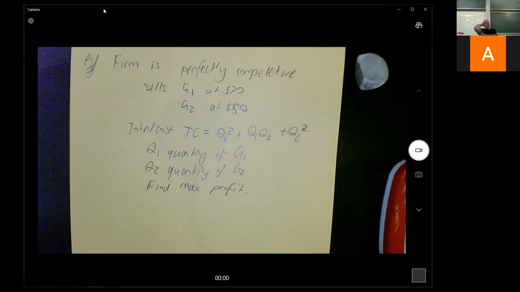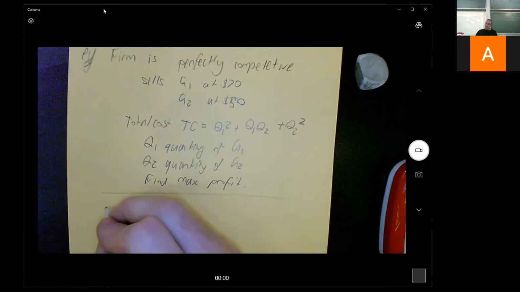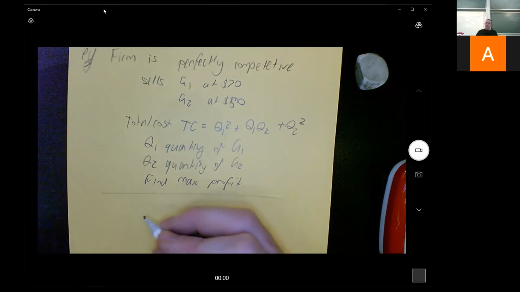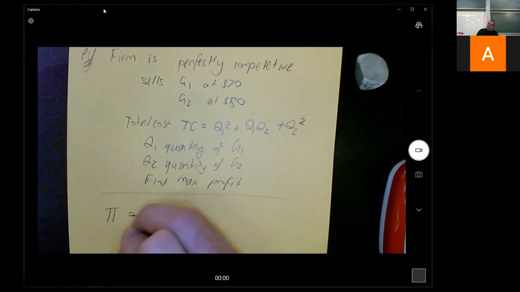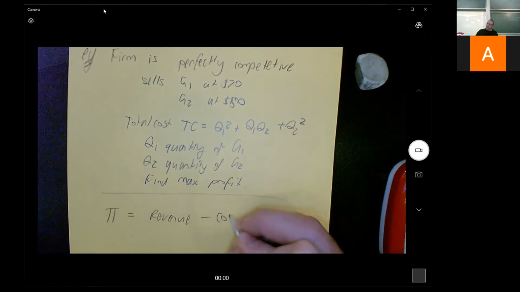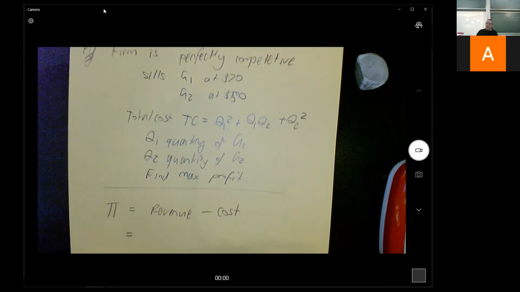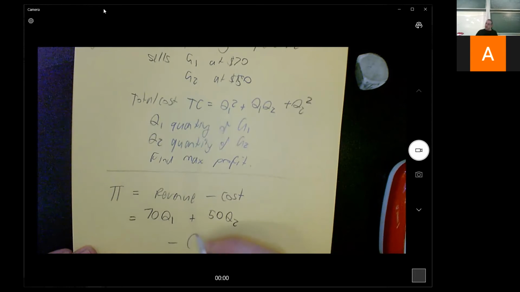Okay, so the first thing I need to do is figure out what the profit actually is. What's the symbol you use for profit? Is it P, pi? Pi? Okay, so the profit should be the revenue minus cost. Is that right? Yeah. And so the revenue should be, there's this many G1s and they're $70, and there's this many G2s and they're $50, and then the cost is this.